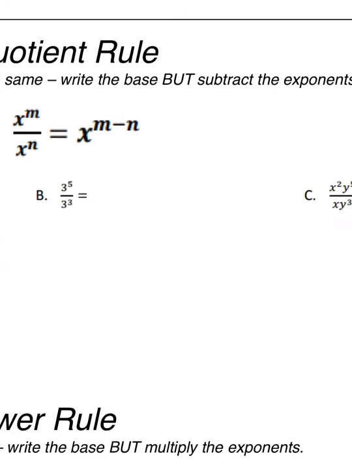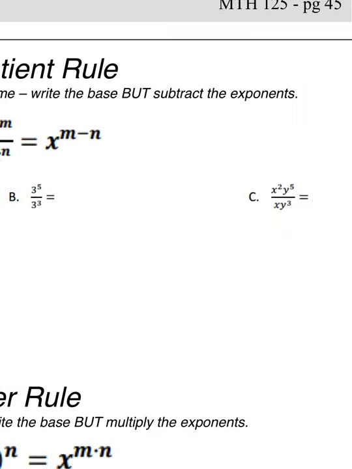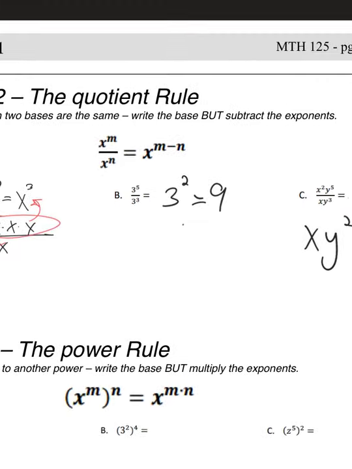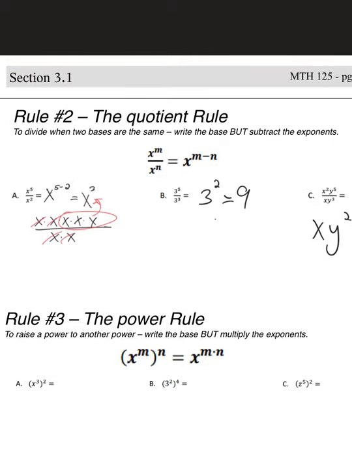Go ahead and take a moment, do B and C. Pause. Come back in just a minute to compare your answer. The answer for B would be 3 raised to the 2nd power, and you can simplify that further. 3 squared is 9. C is x times y squared. That is the quotient rule.